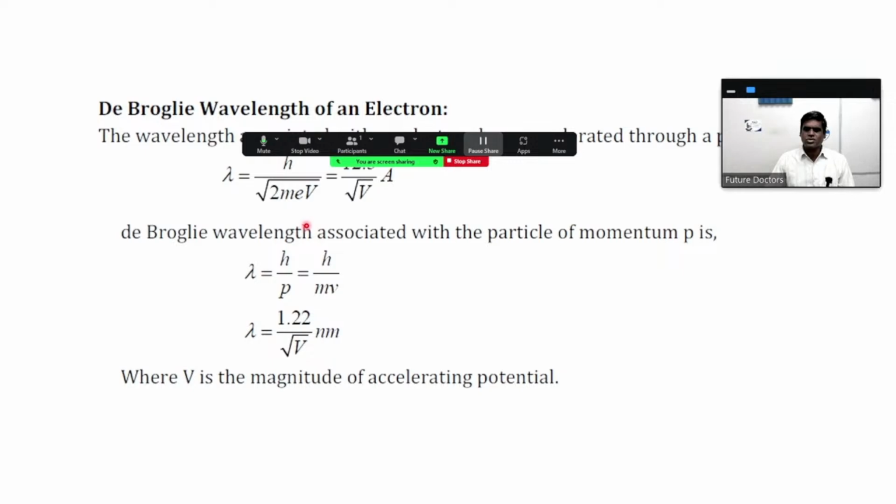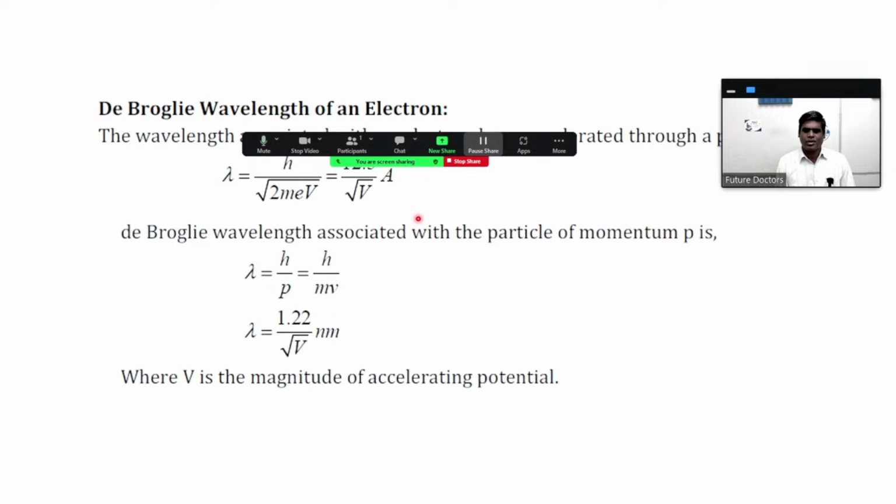with by root V. So if the question is asked for an electron, then lambda equals 12.3 angstrom divided by square root of V, where V is the potential. The de Broglie wavelength associated with the particle of momentum p in terms of nanometer means lambda equals 1.22 by root V nm. Here V is the magnitude of the accelerating potential.